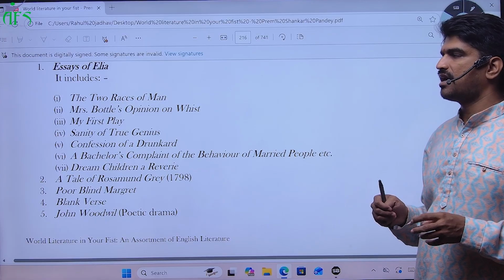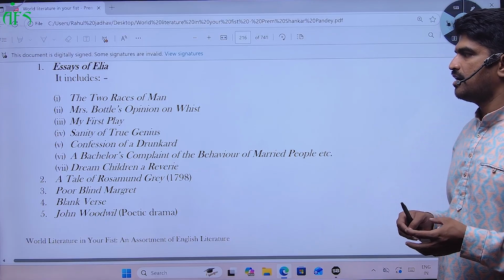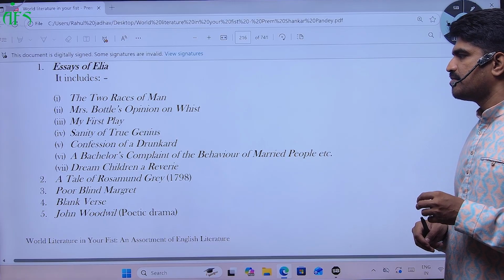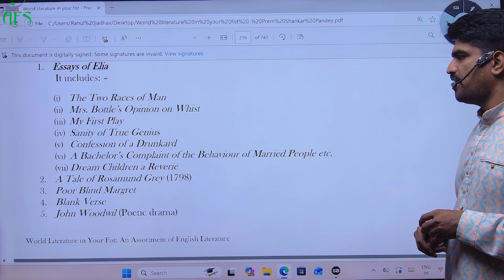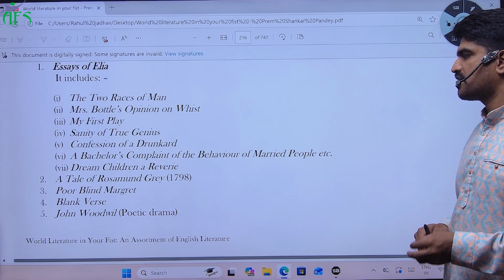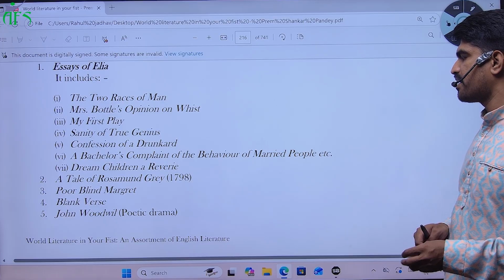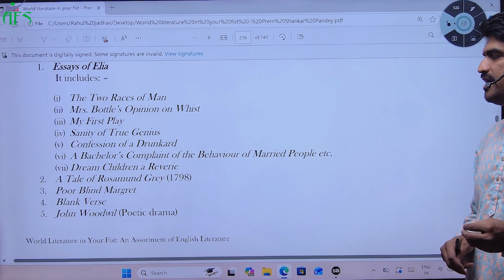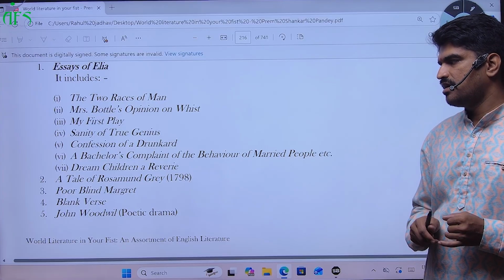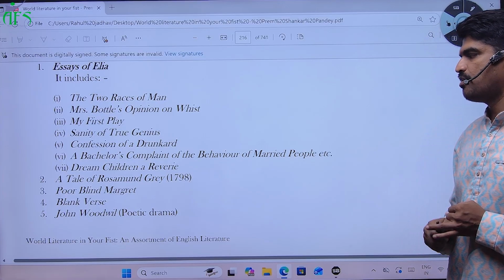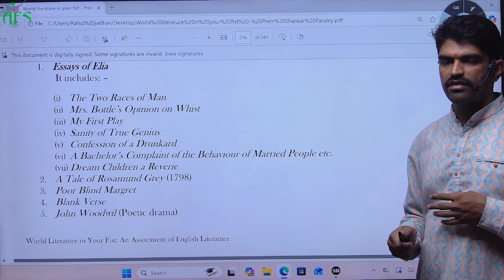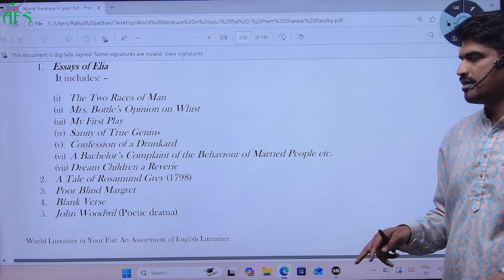Now, which essays are included in Essays of Elia? The Two Races of Men, Mrs. Battle's Opinions on Whist, My First Play, Sanity of True Genius, Confessions of a Drunkard, A Bachelor's Complaint of the Behaviour of Married People, etc. A Dream Children, a Reverie. And then A Tale of Rosamund Grey, then Poor Blind Margaret, then Blank Verse, and John Woodville are the several compositions that he has written so far.